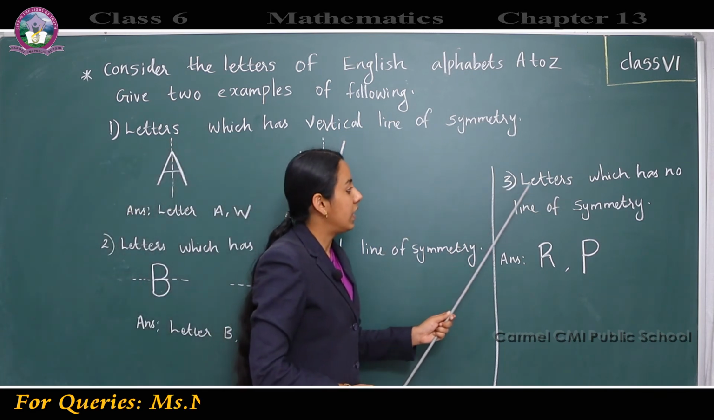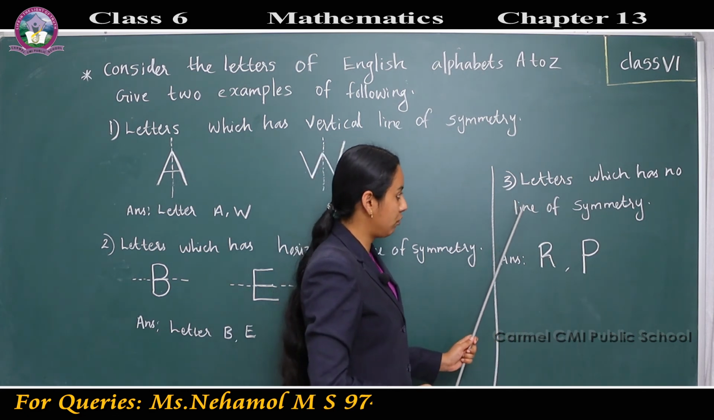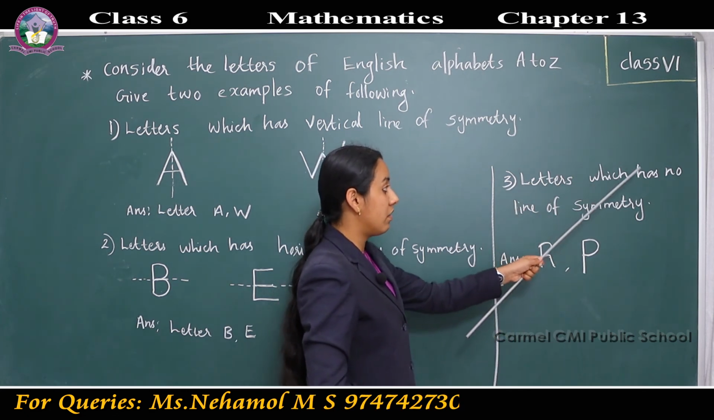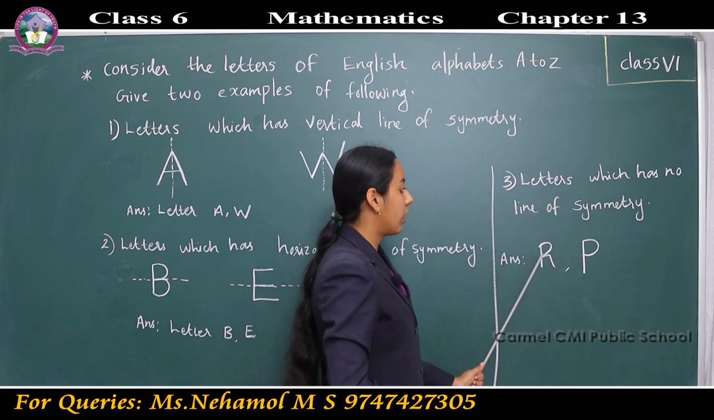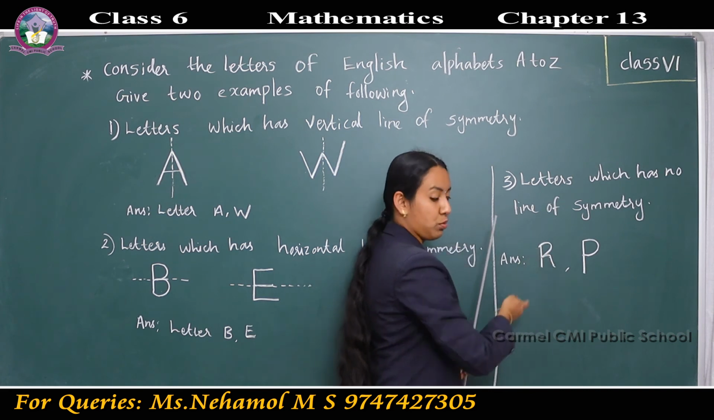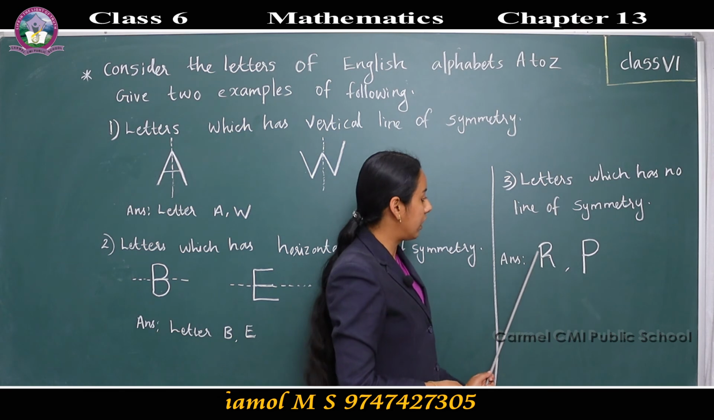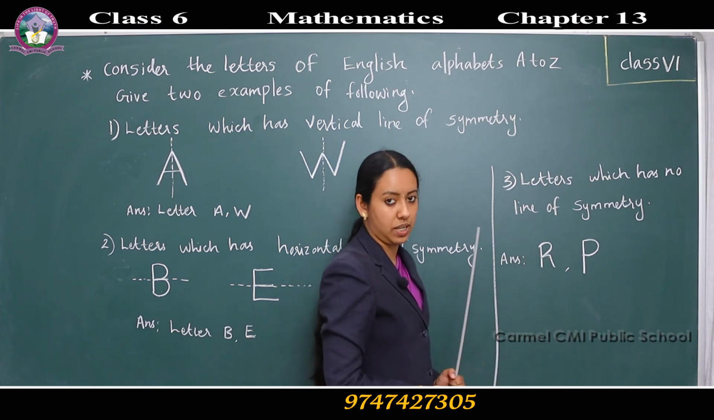Next one, letters which have no line of symmetry. We have to give 2 examples of letters which have no line of symmetry. Consider the letter R. We can't divide the letter R into 2 identical halves. Similarly, letter P also. So, letter R and letter P.